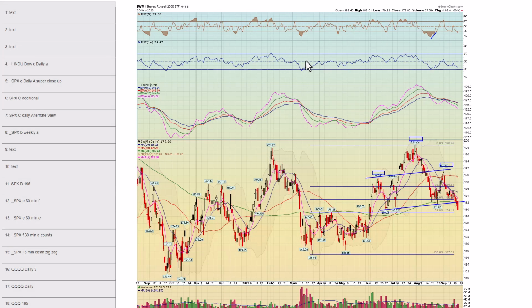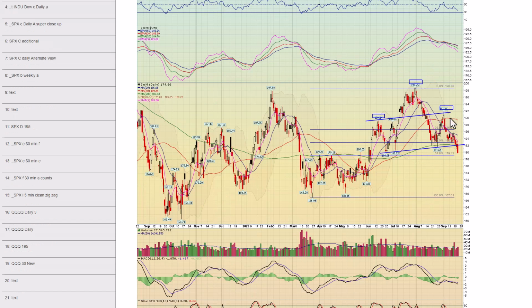Next, chart 29, here's the other version with the head and shoulder I've been showing. You can see it's starting to break down now.